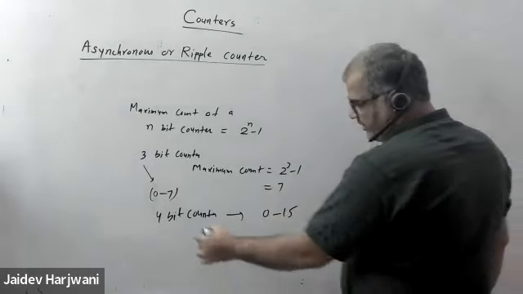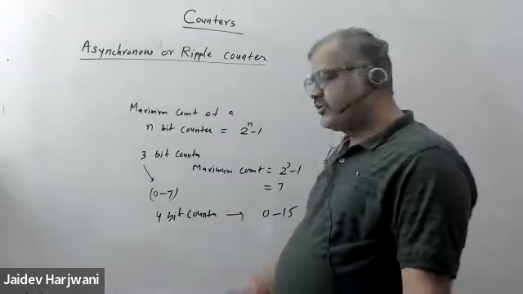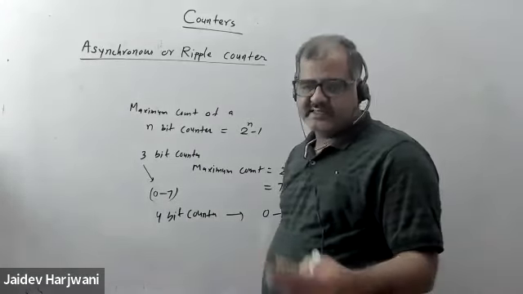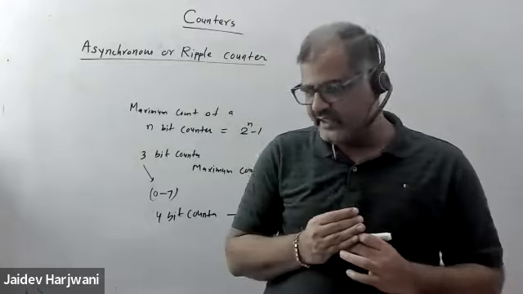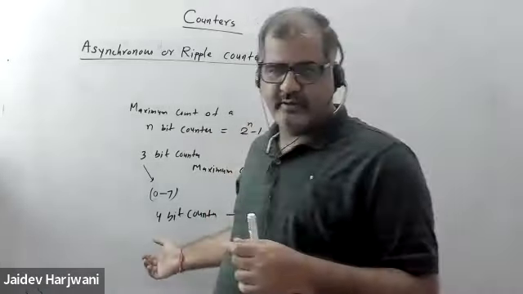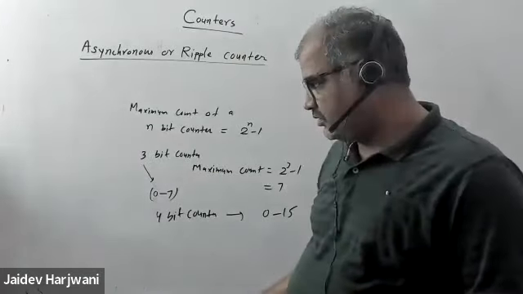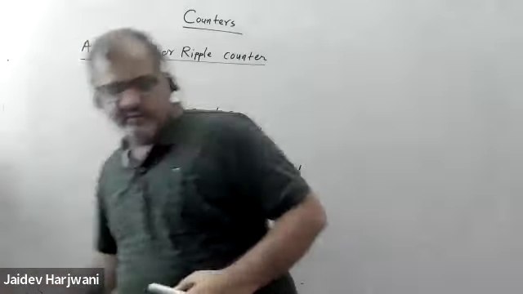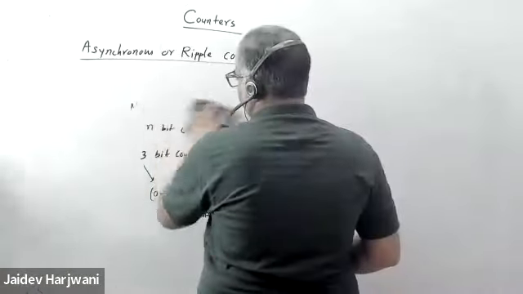So if I want a mod 10 counter, which has 10 states, 0 to 9, I have to use a 4-bit counter. But the remaining 6 states, 10 to 15, will be unutilized. So we have to see how to truncate the 4-bit counter to perform like a mod 10 counter. All these things we'll discuss. First of all, we'll start with the 2-bit counter.